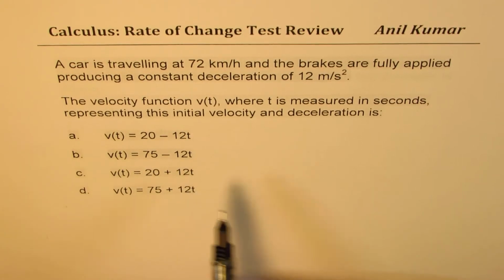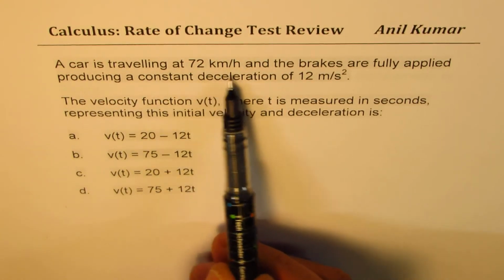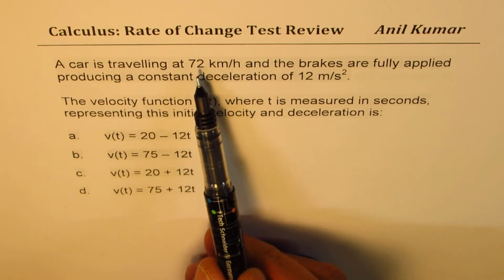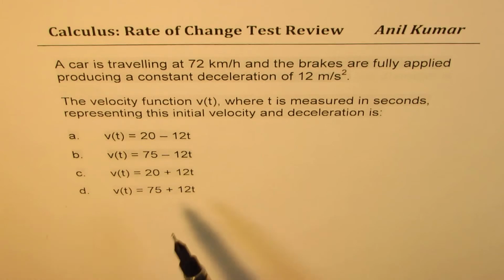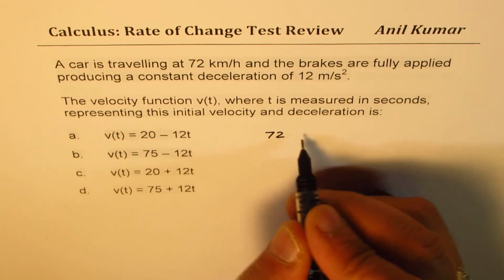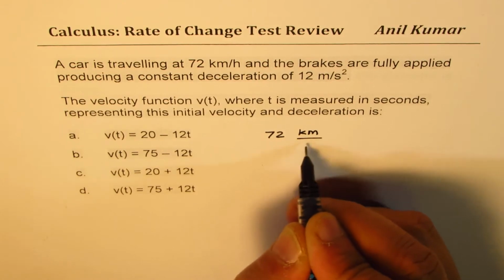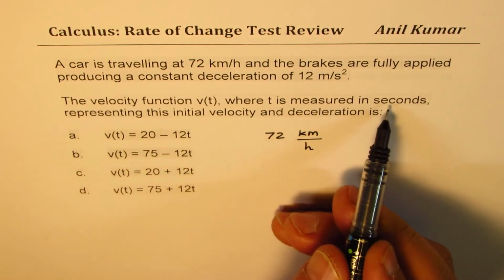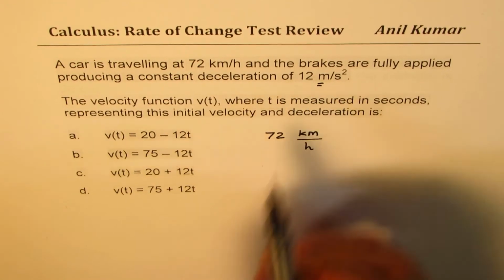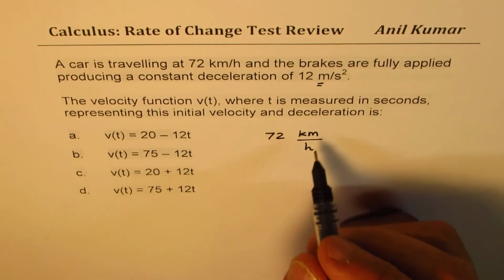Now to get the correct answer, we should convert the units for velocity into meters per second. Then we will be sure. So let's do that. So we have 72 kilometers per hour. Time is in seconds. So we are talking about meters per second. Is it okay? 12 meters per second.